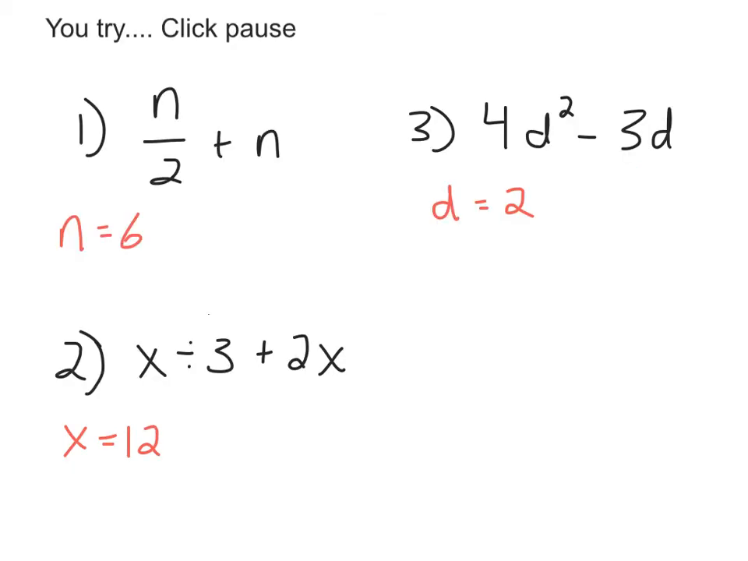Okay, here's a few for you to try. Click pause, copy down these algebraic expressions into your notebook, substitute in the value for the variable, and evaluate. Find the value of this algebraic expression. Number 1, n equals 6. Number 2, x equals 12. Number 3, d equals 2. Remember to use the correct order of operations. You might even want to write PEMDAS down in your paper to help you out. Click pause and try these out. Good luck.